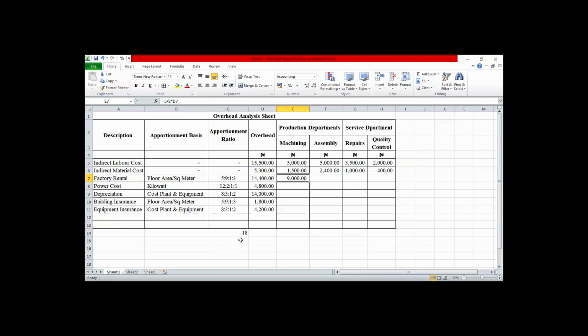5 divided by 18 times 14,400. And you now get what? 4,000. You get 4,000. Now your calculator, you need to throw it away. Sir, can you redo it? Let us see.